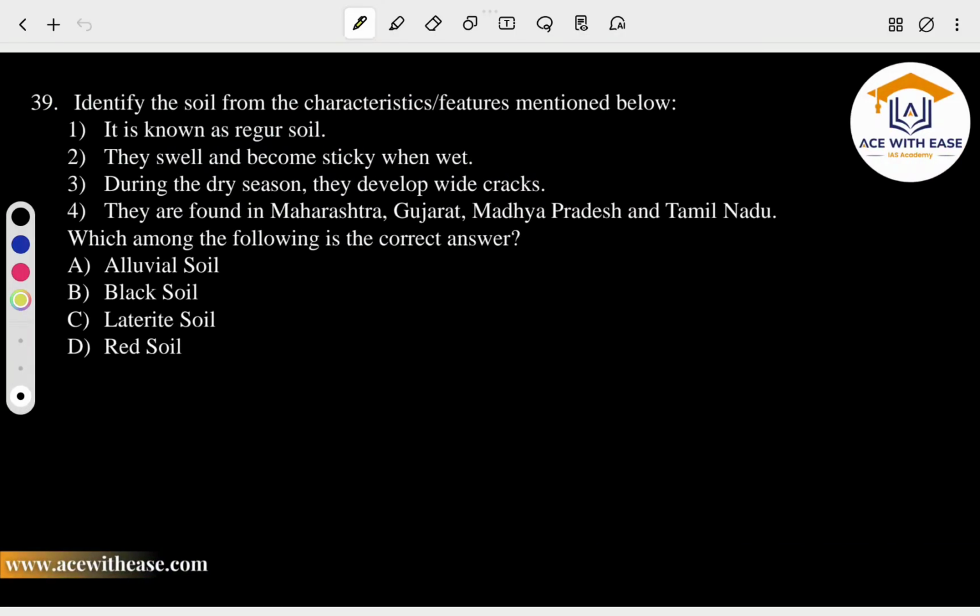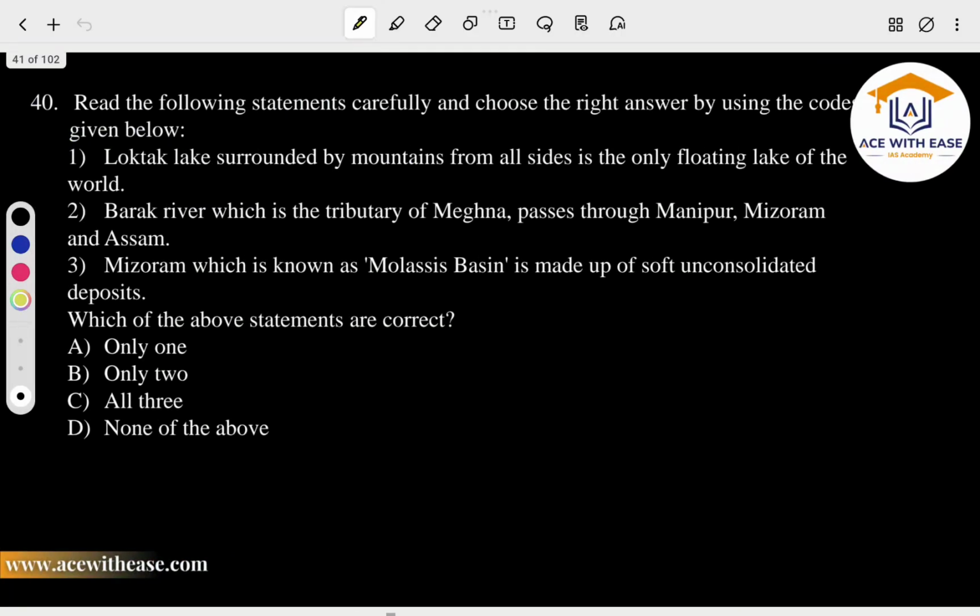39. Which of the following soils has the characteristics below? It is also known as Regur soil. So one statement is enough to solve this question. It is nothing but black soil. They swell and become sticky when wet. Yes, during the dry season they develop wide cracks. They are distributed in Maharashtra, Gujarat, Madhya Pradesh, Tamil Nadu. The direct question. The answer is B, black soil.